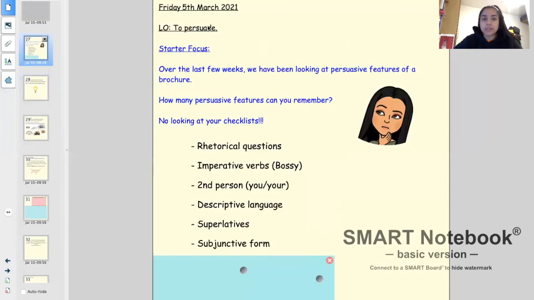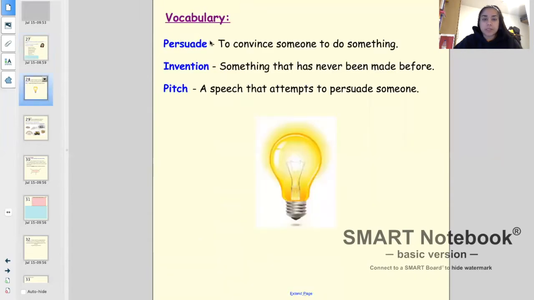But let's move on. So we were talking about the word persuade. Our learning objective is to persuade. So let's have a look. Let's just have a recap of what persuade means. It means to convince someone to do something. Okay, you're setting an argument out to convince someone to do something. Okay, and that's what you were doing in your brochures. So today you're going to be hearing the word invention and the word pitch.